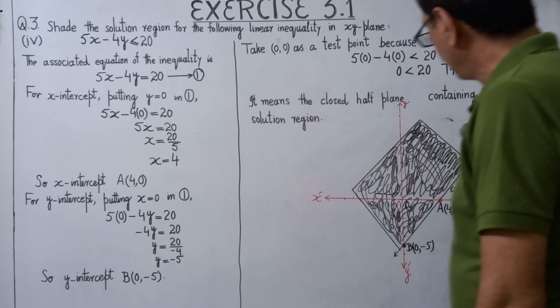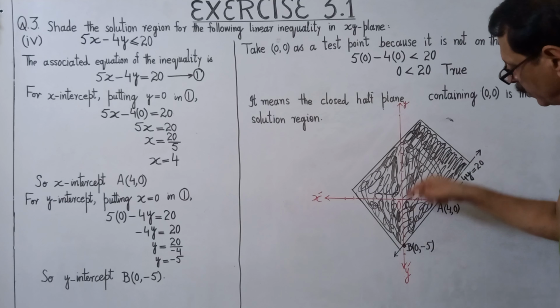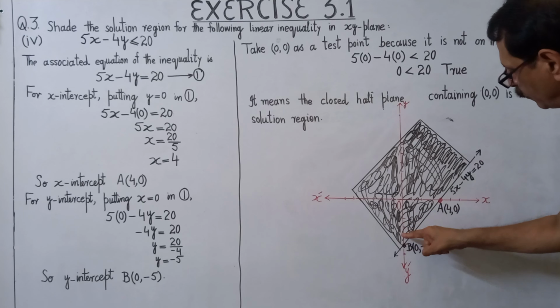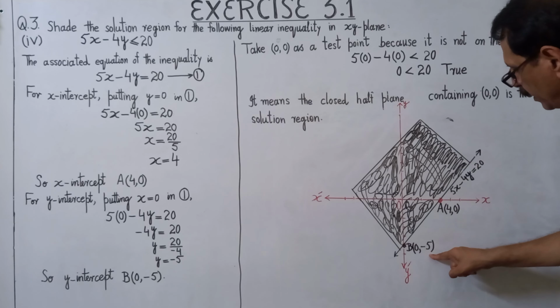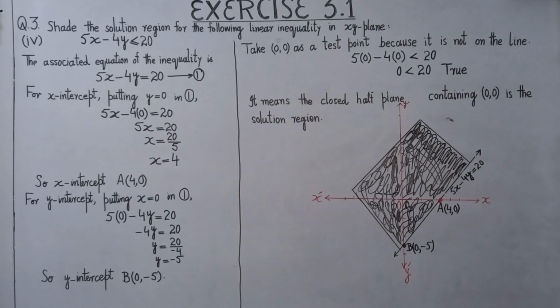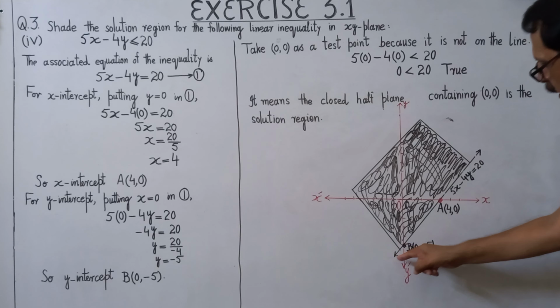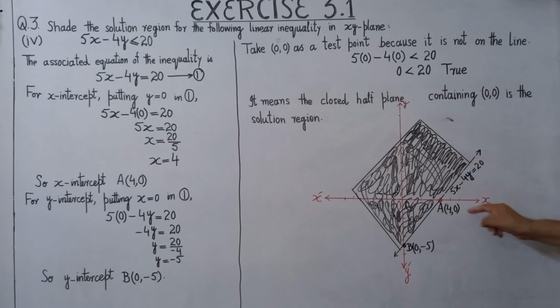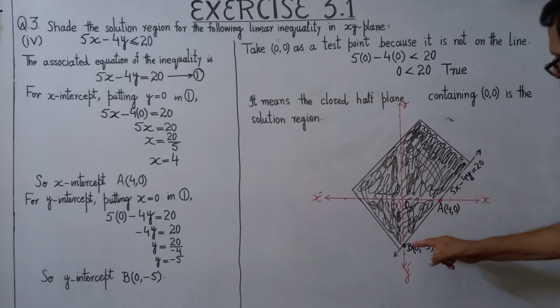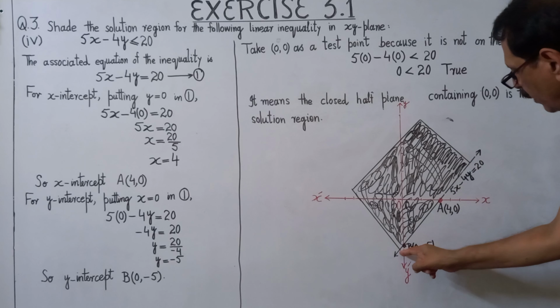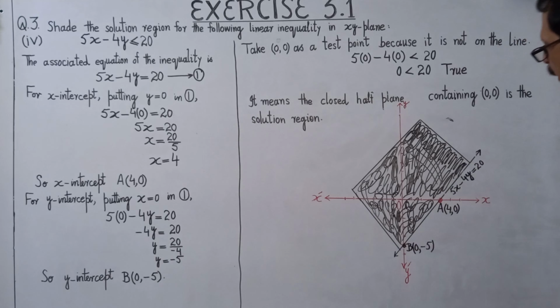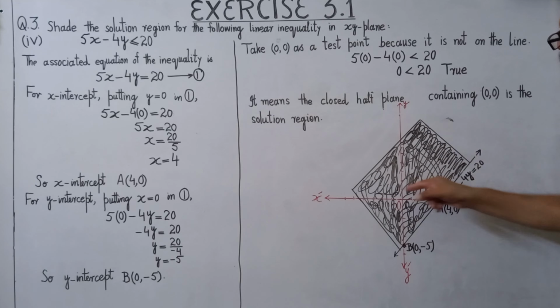Y-intercept 0 and minus 5. Minus 5 downward. 1, 2, 3, 4, 5. 0 and minus 5. X-intercept means the point on the line through which the line passes. The point at which the line cuts the x-axis is called the x-intercept. The point at which the line cuts the y-axis is called the y-intercept. So this is the shaded region.